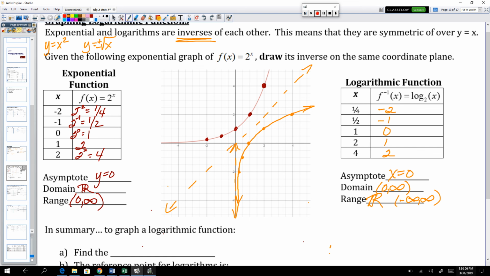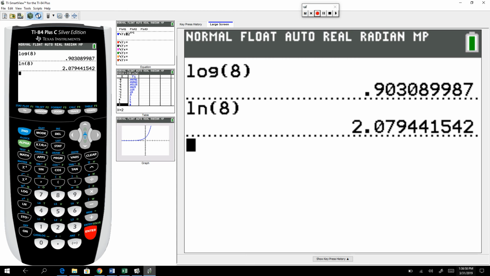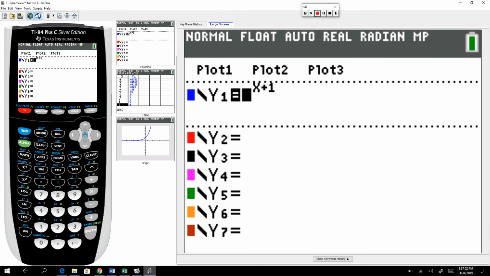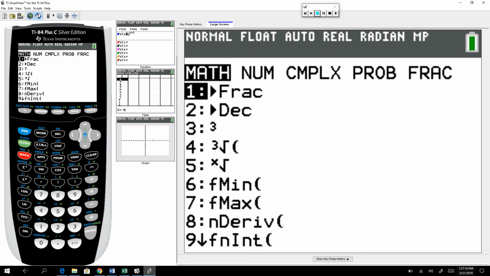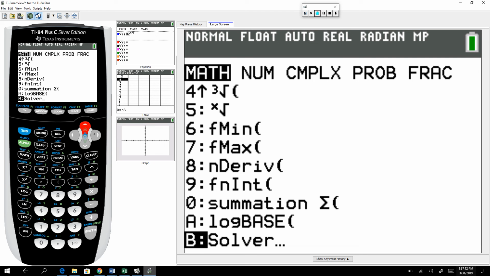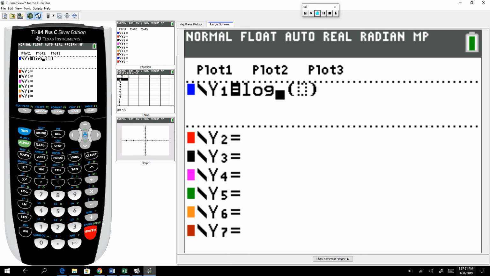Now let me show you where to find if you need to change the base. So let's take a look at what we just did. In y equals, we needed to have log base 2 of x, right? So let's take a look at that. If we go to the math menu, down here in choice A is log base. If you need to change your base from 10 or e, the main home buttons, you can do log base, and you can change that to your log base 2 of x, and you can graph that.